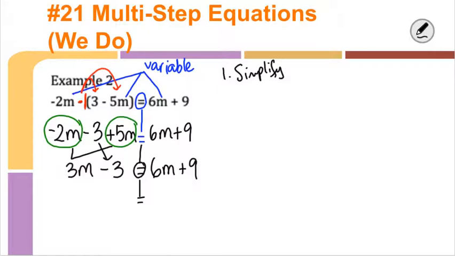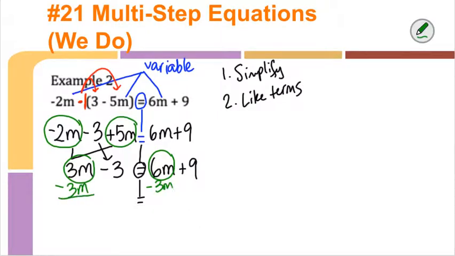So now I'm on the second step of the process, which is to get all the like terms together on the same side. Okay? So I see this 3m and this 6m, right? But they're on different sides. So because they're on different sides, I have to make zero pairs. So I'm going to get rid of this 3m on the left. So then that way I have to keep it balanced and subtract 3m on this side. This makes a zero pair. So I'm left with negative 3 equals 6m minus 3m is positive 3m plus 9.